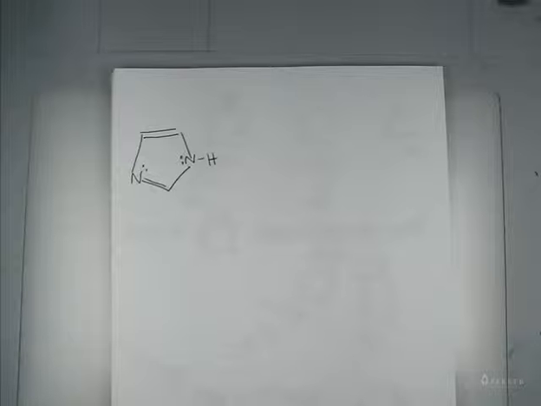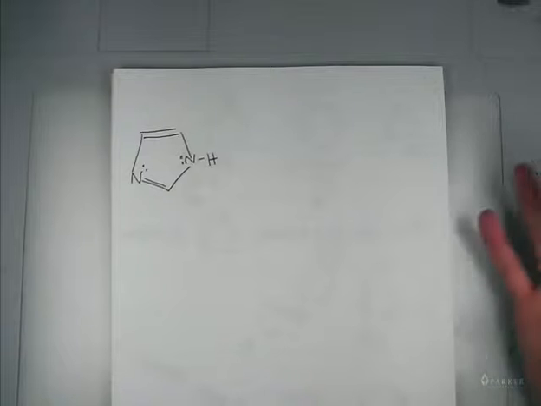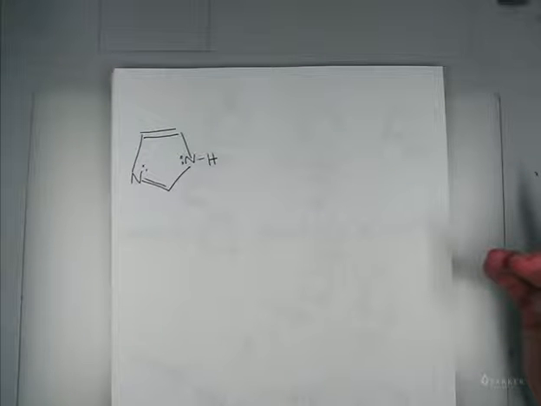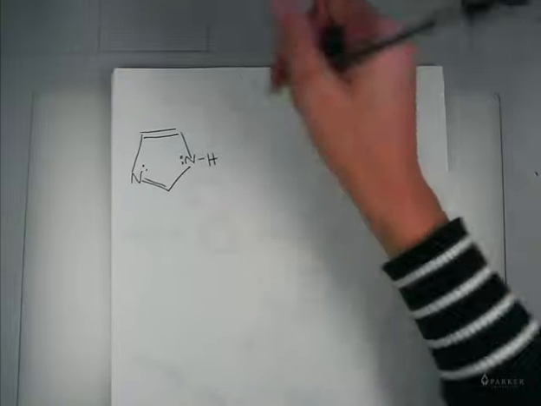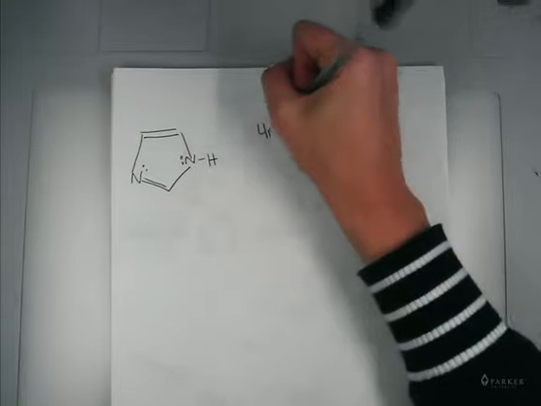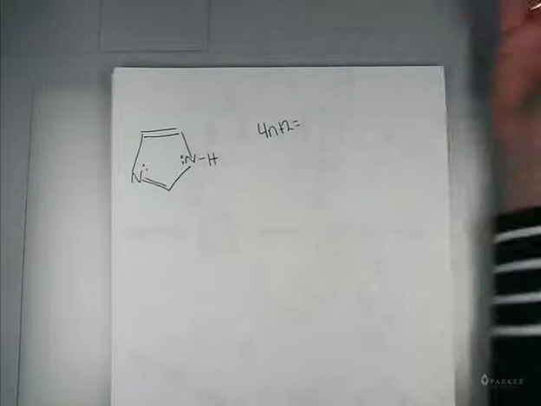Okay, so first look, does every nitrogen or carbon have a lone pair or a double bond or something? Yes, and it's not between 8 and 13, so it's not going to be non-aromatic. So it's either anti-aromatic or aromatic. So then we count 4n plus 2 equals to what?